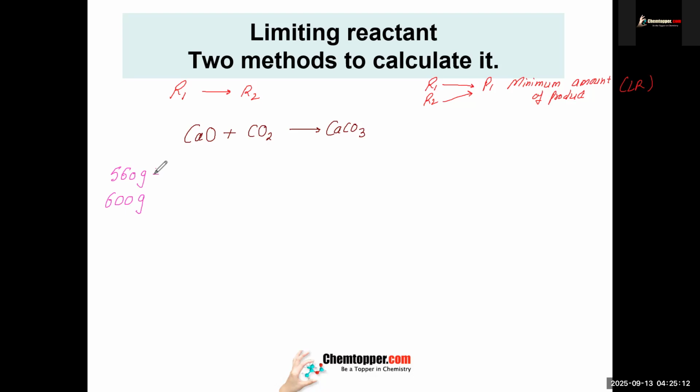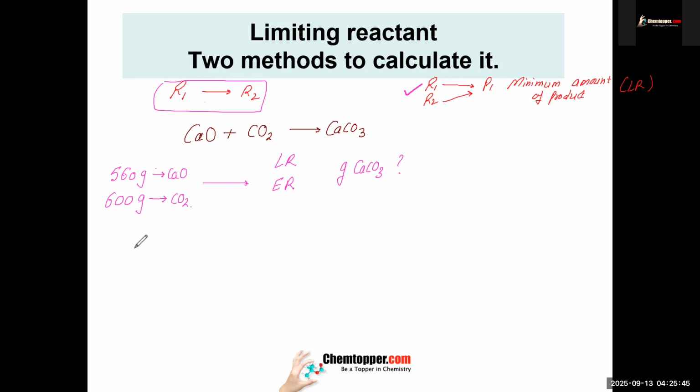So both the reactants are given. Calcium oxide is given in grams. CO2 is given. And the question is saying, who is the limiting reactant? Who is the excess reactant? And how many grams of calcium carbonate is formed? That's the question. This method we have already practiced. I can use this, but let's go for this one this time.